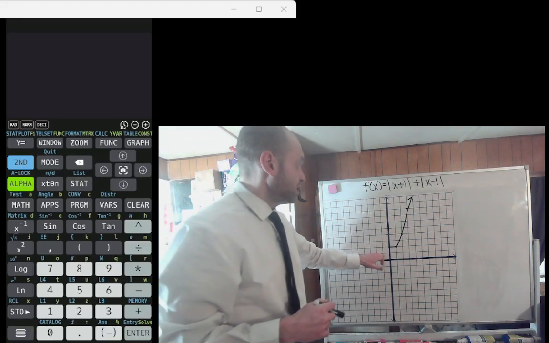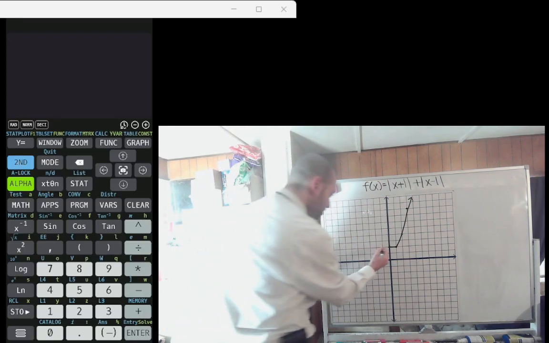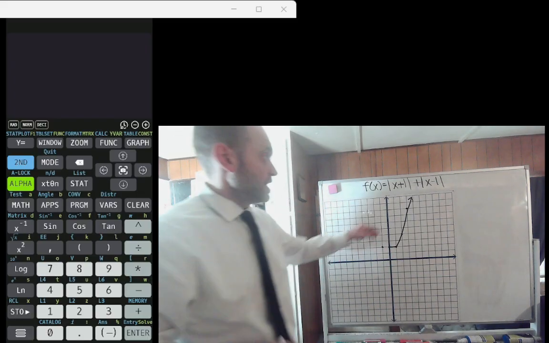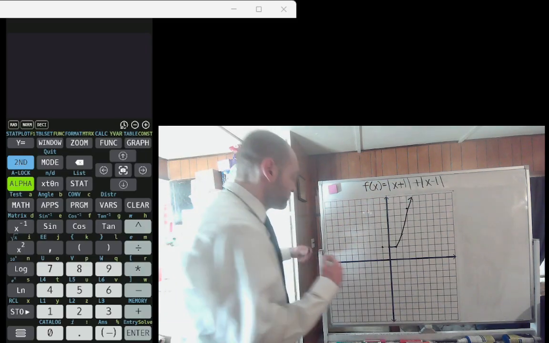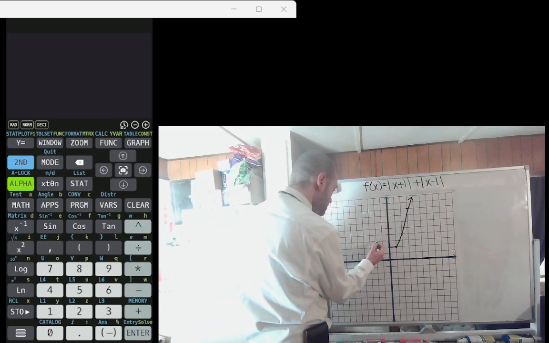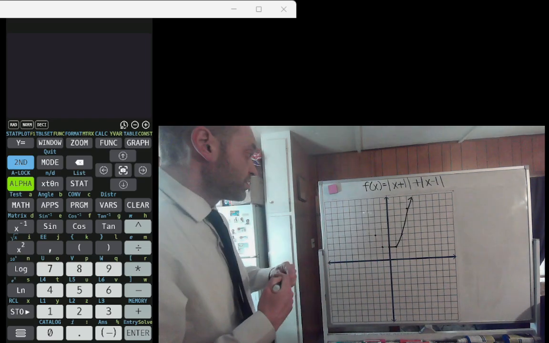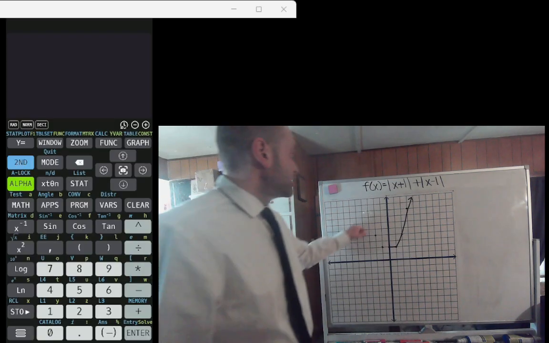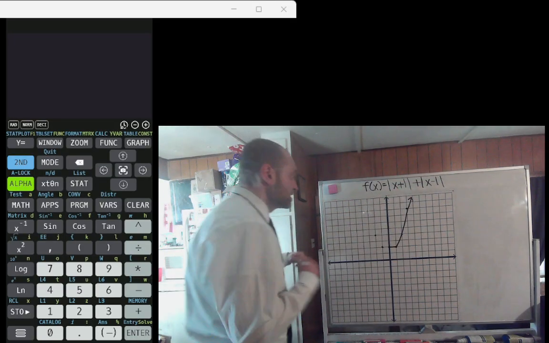Let's put -1 for x. You would get 0 plus 2, which would be 2. Let's put in -2 for x. You would end up getting 1 plus 3, which is 4. And then let's put in -3 for x. You would end up getting 2 plus 4, which is 6.